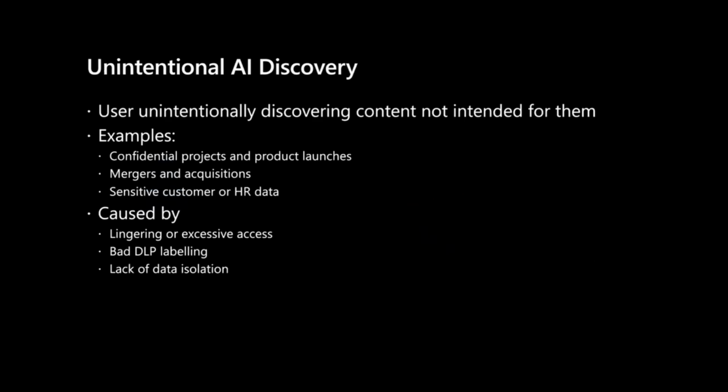And this is not caused by something new and exciting like AI that we were not predicting. This is caused by lingering or excessive access, privilege that users should no longer have, right? It could also be caused by improper DLP labeling, if something is not labeled as confidential or for a specific group to have access to, or it could be lack of data isolation, right? So if I should not be able to communicate with this side of the company, given my job function, then I shouldn't be able to query or leverage an AI assistant to get that type of information.